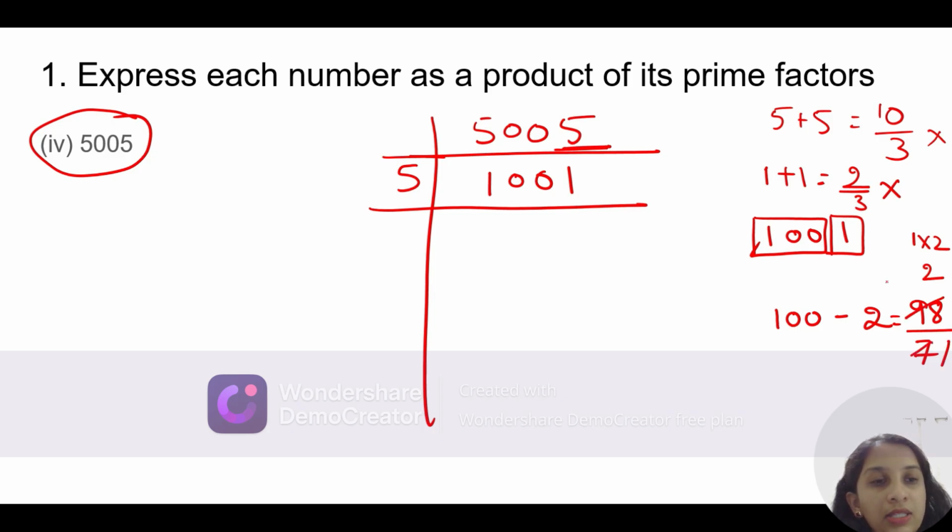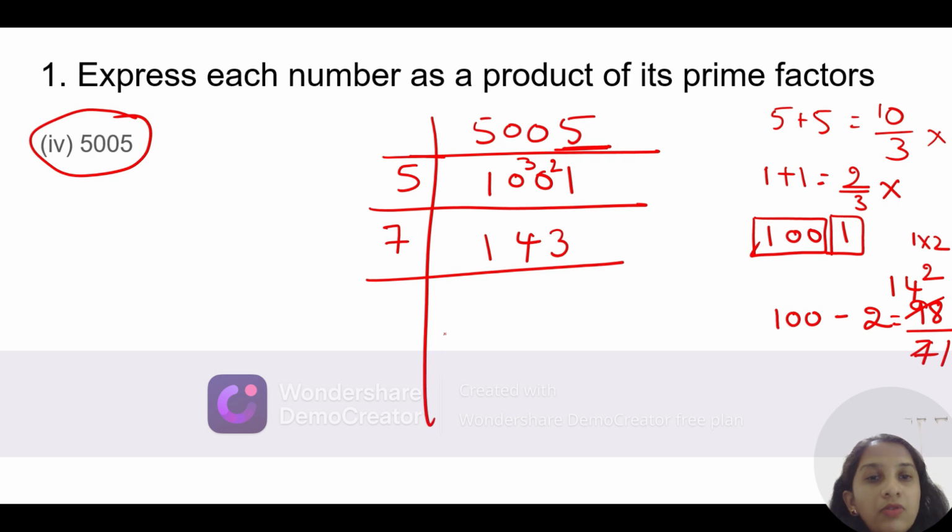7 ones are 7. 7 fours are 28. Okay, yes. Now I got to know that 1001 is divisible by 7. 7 ones are 7. 7 fours are 28. 7 threes are 21. Okay, done. Now again check whether it is divisible by 2. No, it is an odd number.